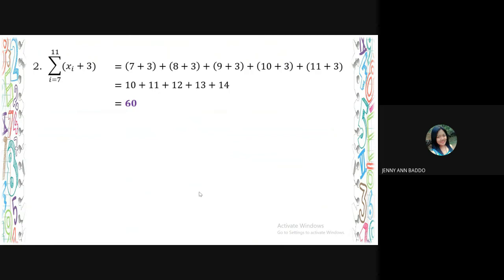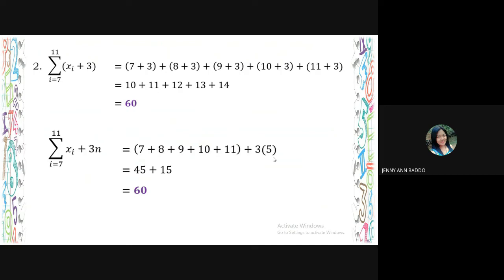Another solution for that is getting first the summation of x of i, where i ranges from 7 to 11 before adding it to 3 times the number of values. So that's 7 plus 8 plus 9 plus 10 plus 11 plus 3 times. If we're going to count the numbers from 7 to 11, we have 7, 8, 9, 10, 11. There are 5. Therefore, we multiply the constant 3 to 5. So that's 45 plus 15, and again, it's 60.